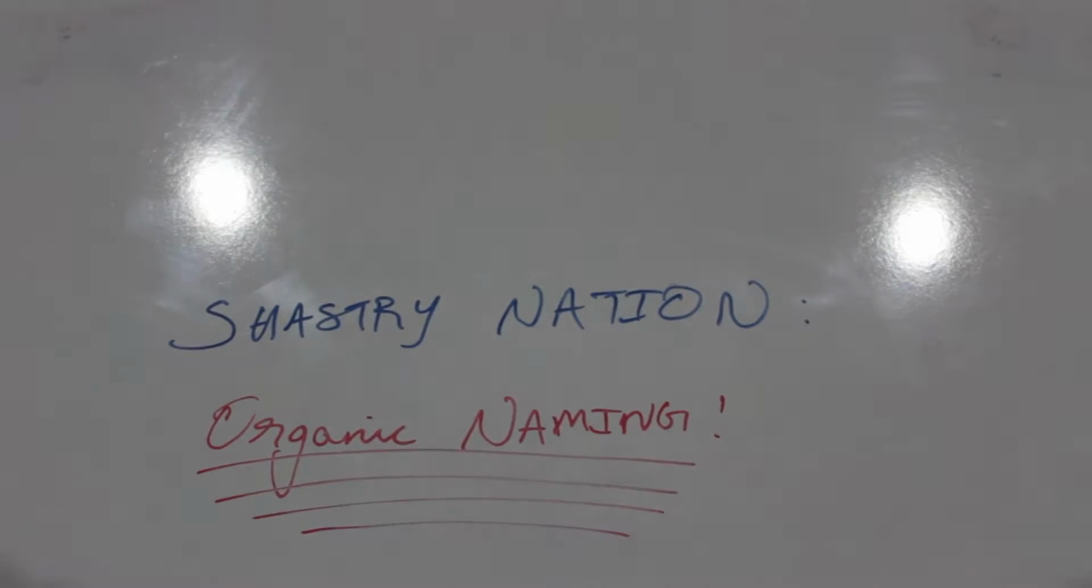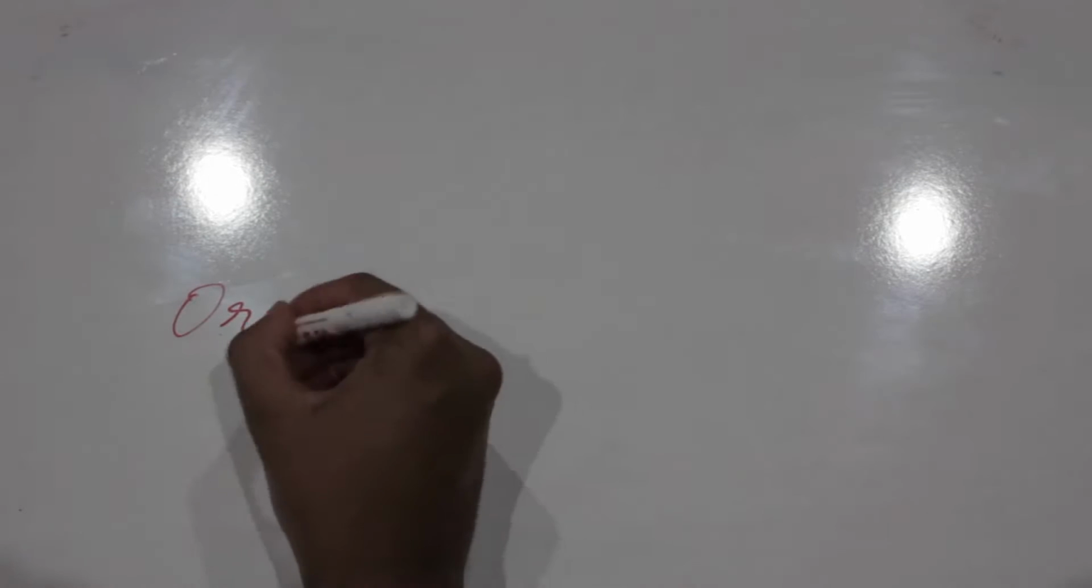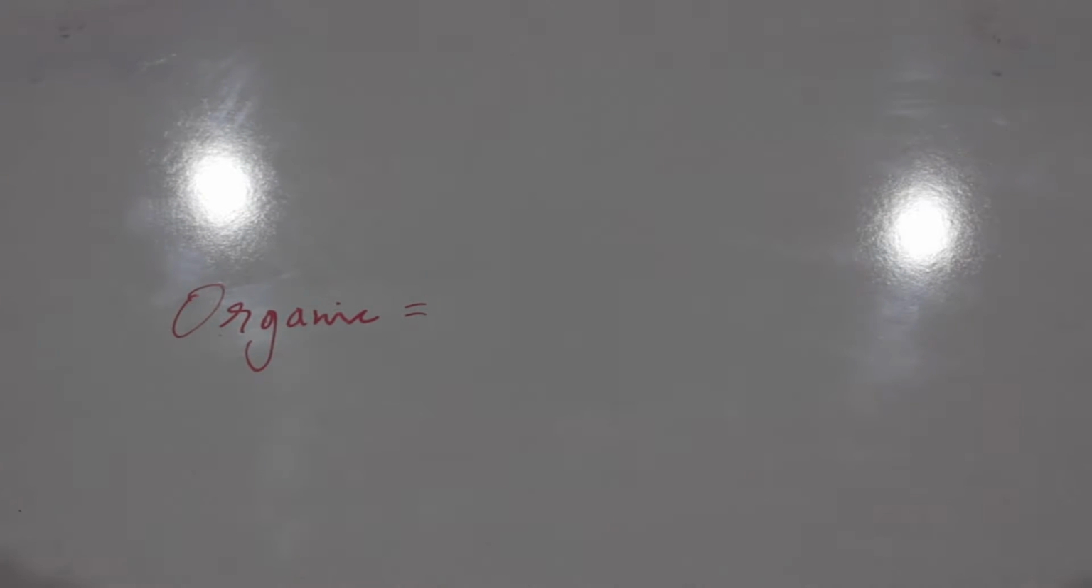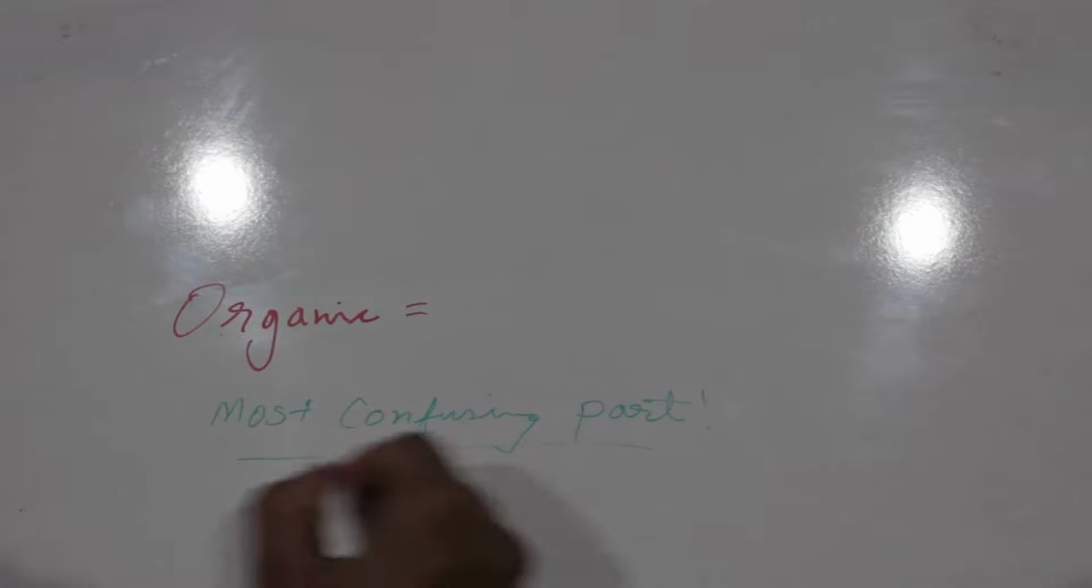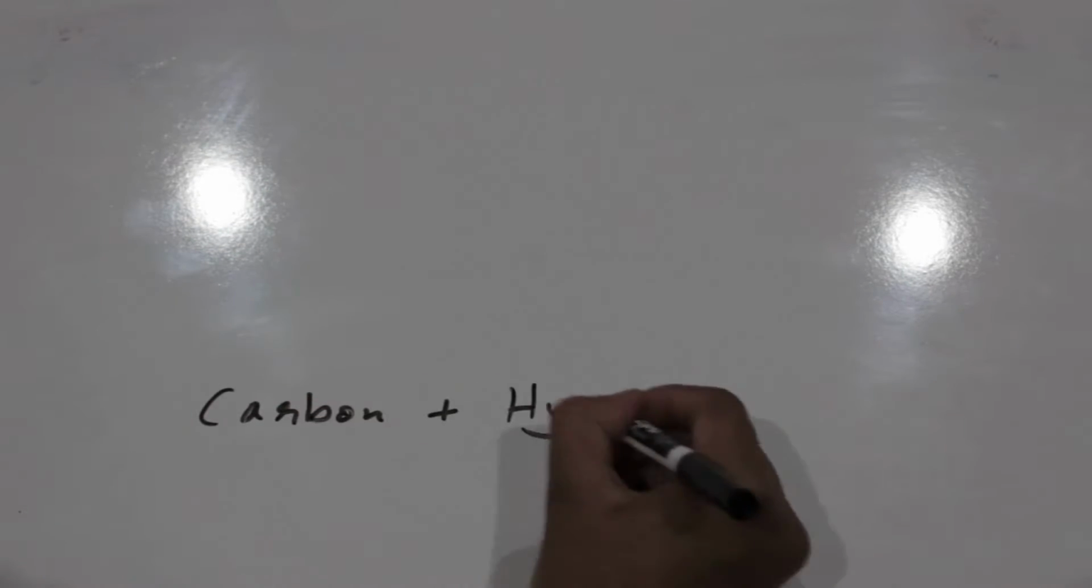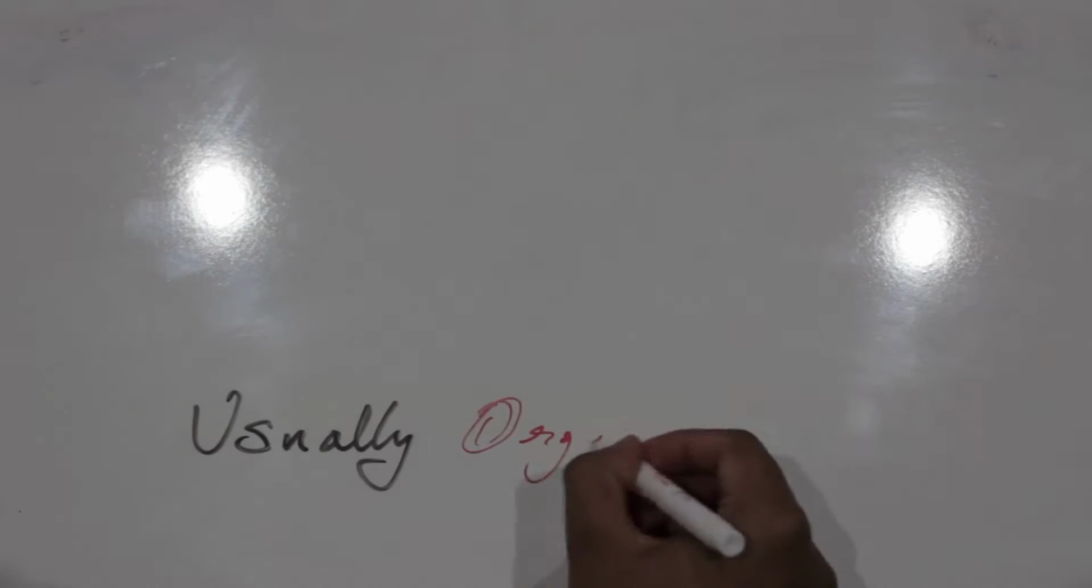Today we're going to be talking about how to name organic compounds. I think that organic naming can be the most confusing part of the nomenclature just because of how many things you have to remember, but I will try to make things as easy as possible. First, we must determine what an organic compound actually is. In the simplest terms, an organic compound is anything that has carbon and hydrogen in it.